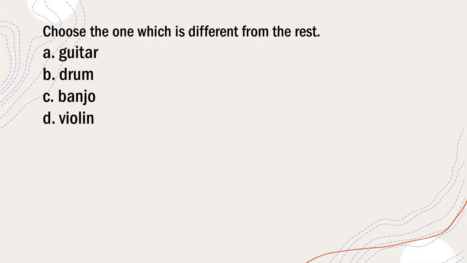Of course, we can see that. We use the guitar when we're playing music, the drum also used in playing music, the banjo and the violin. However, which is the odd one out? Which one is different? That's right, the drum would be different. But why is it different?